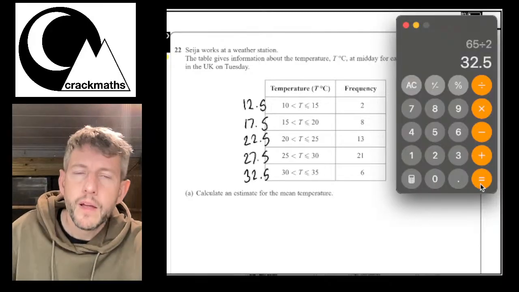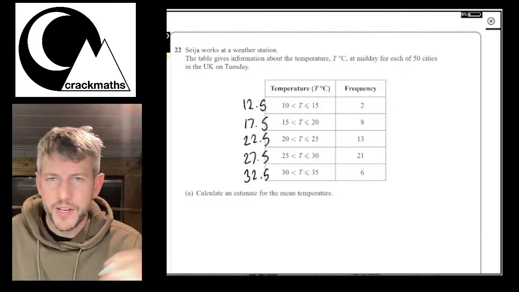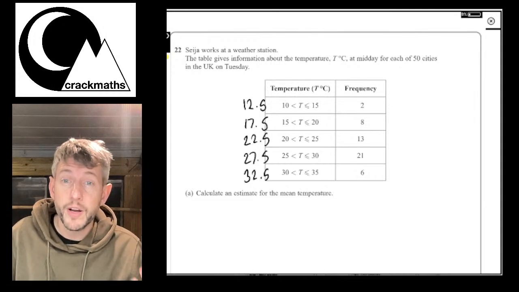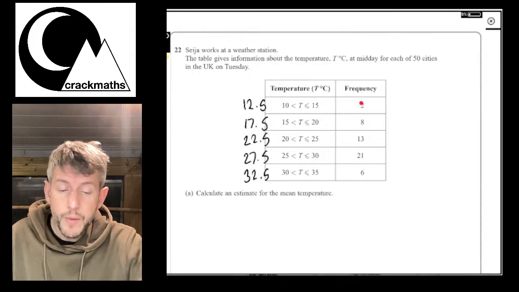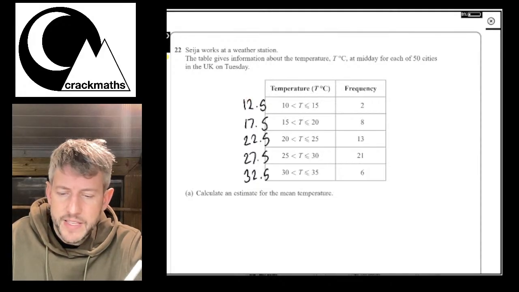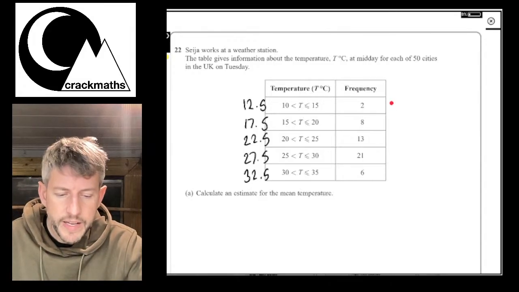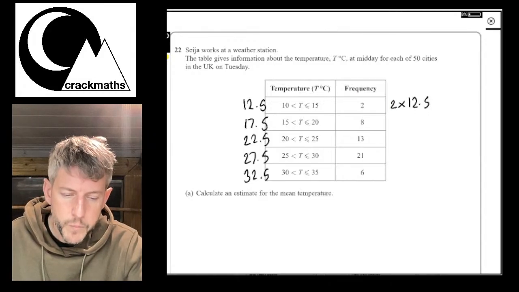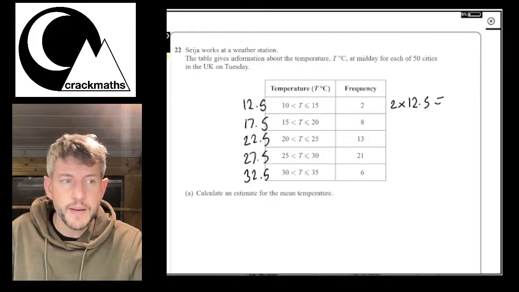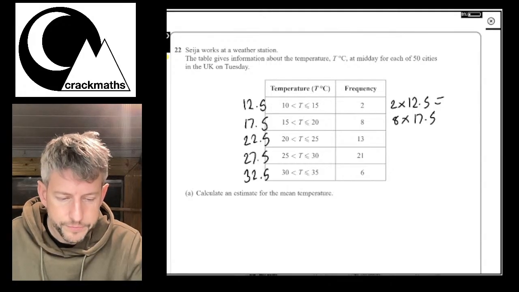Now we need to think about our more classic mean strategy. When we work out the mean, we're adding everything together and dividing by the number of things. Here we've got 2 cities that we've estimated had the temperature of 12.5 degrees, so we need to do 2 times 12.5. Here we've got 8 occurrences of 17.5 degrees, so we need to do 8 times 17.5.